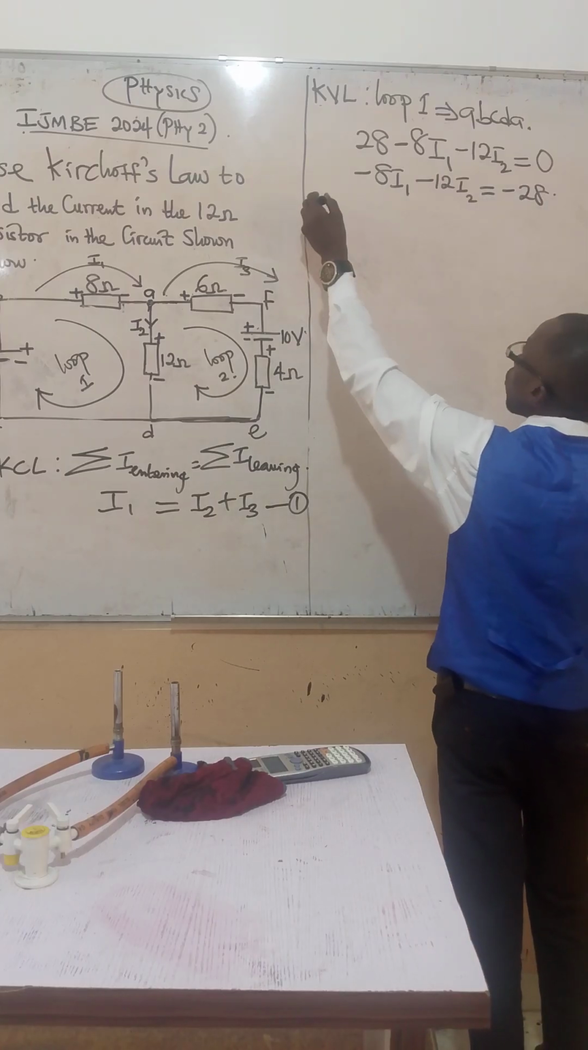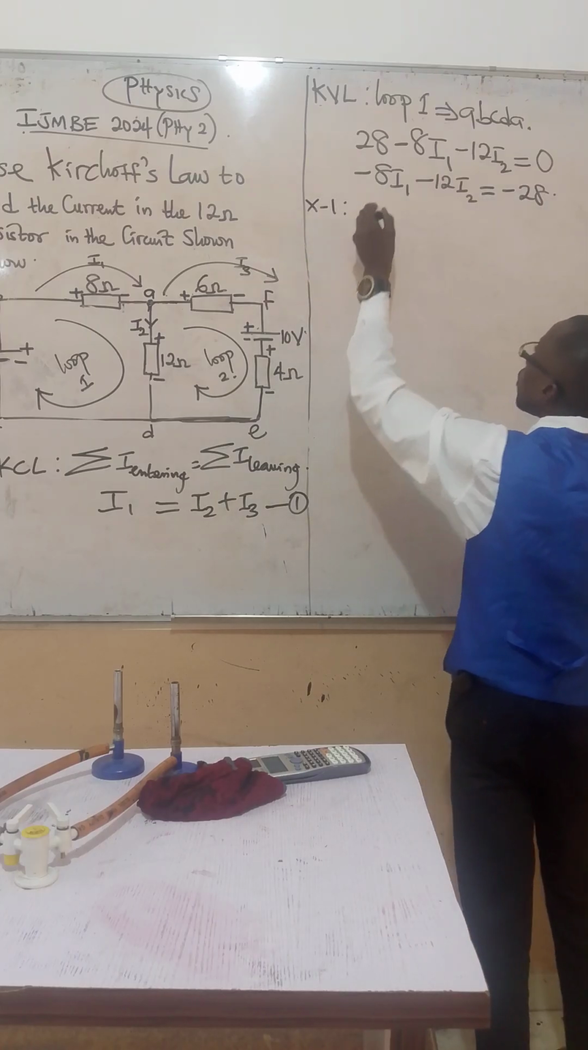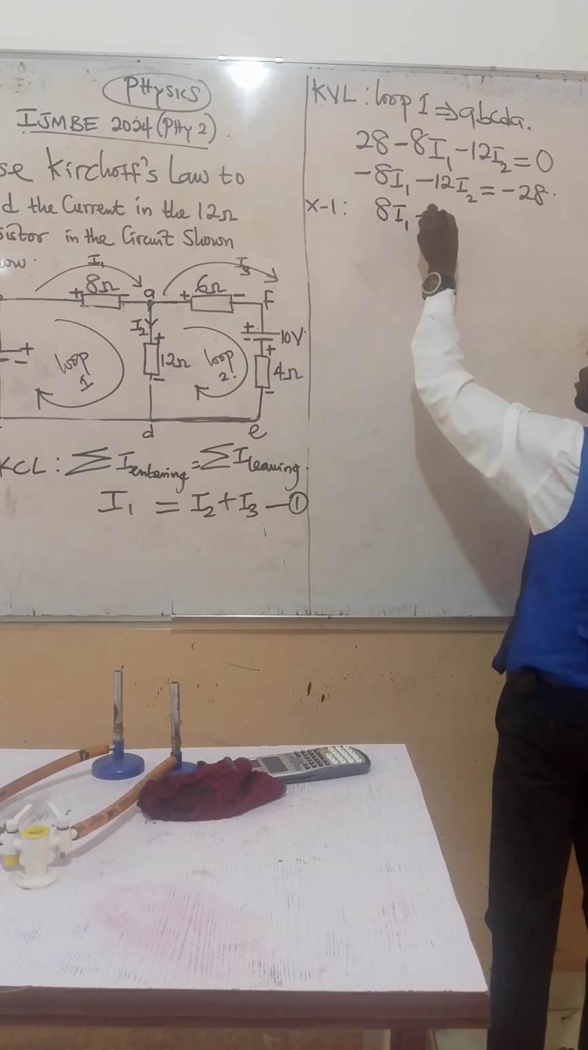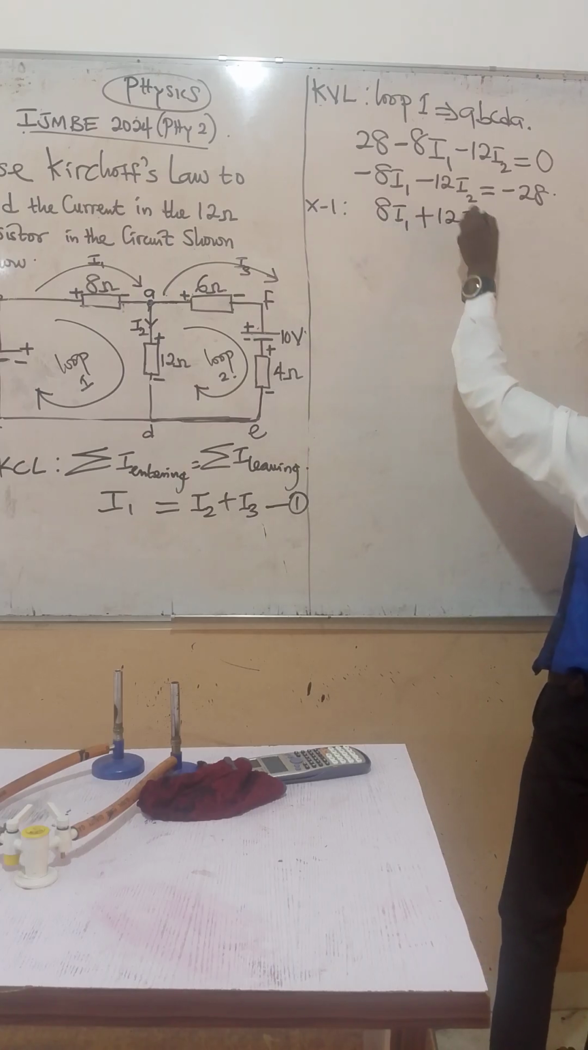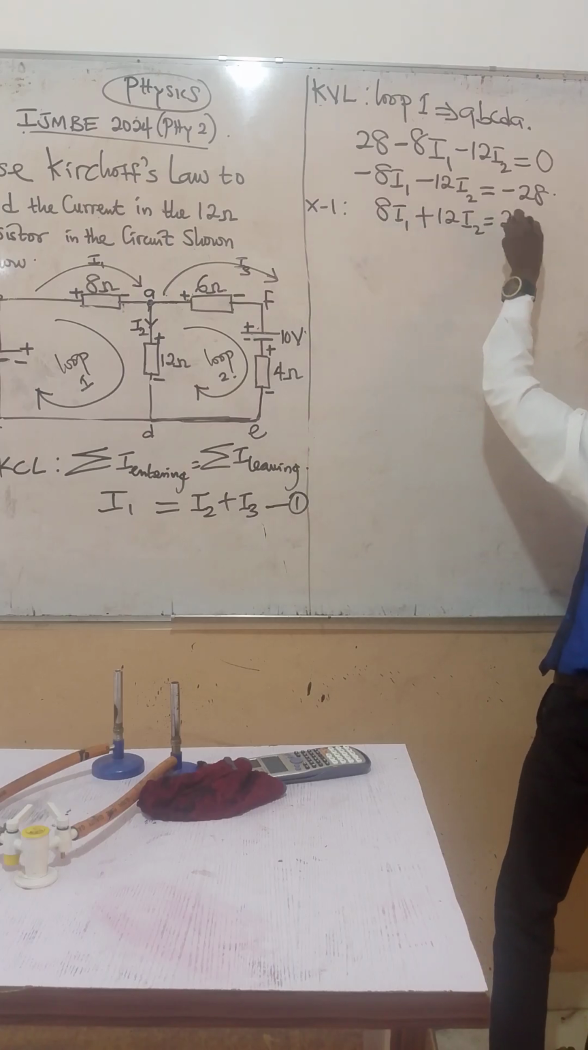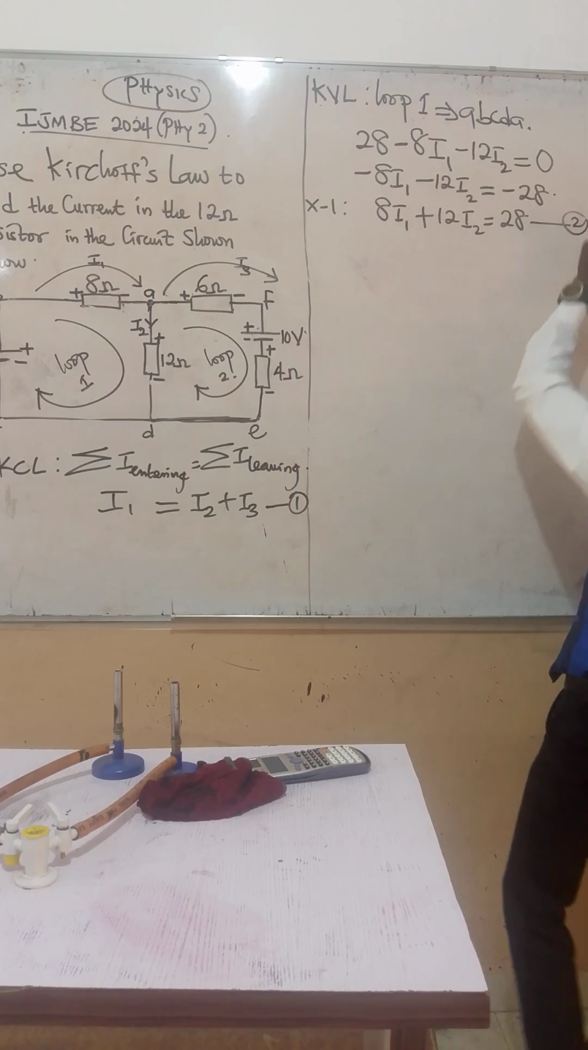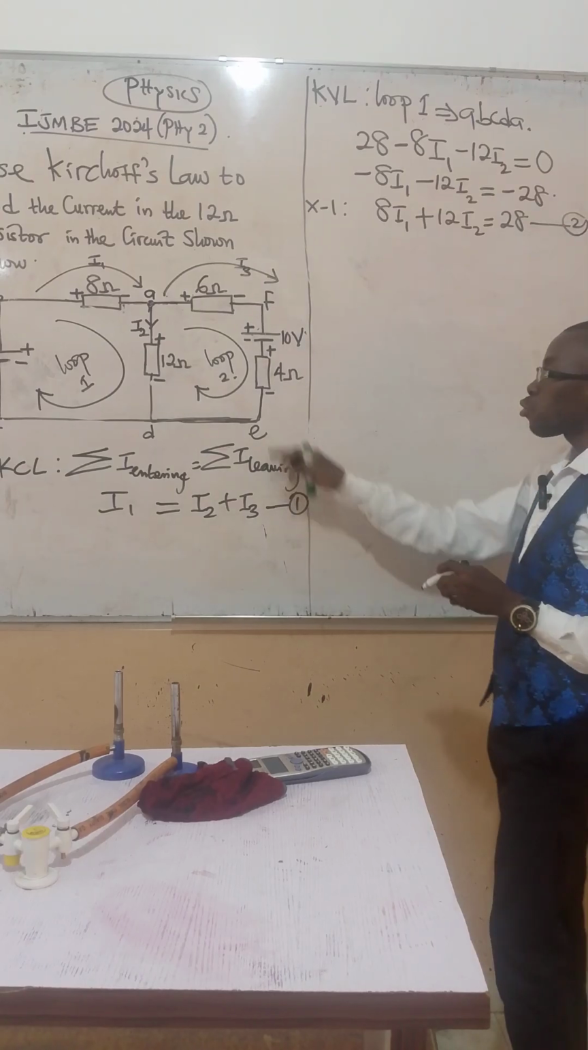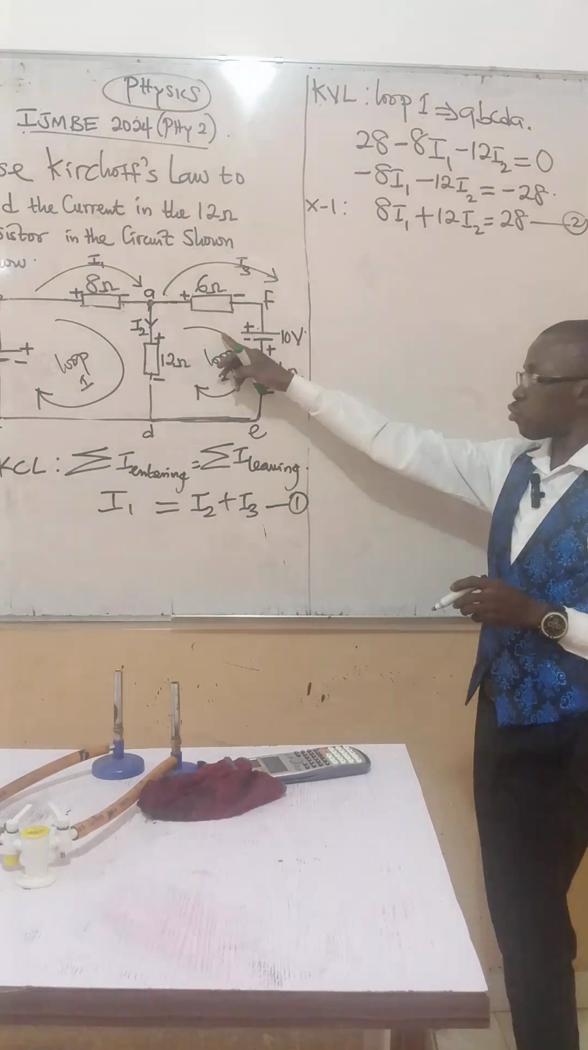Negative is common in all, multiplied through by negative 1. That will give you 8I1 plus 12I2 equals 28. Call this equation 2.